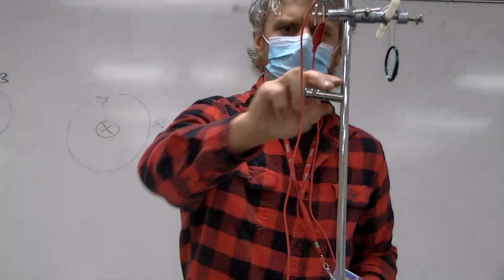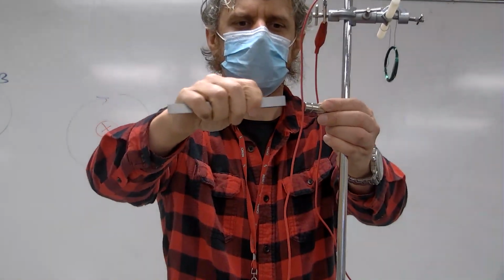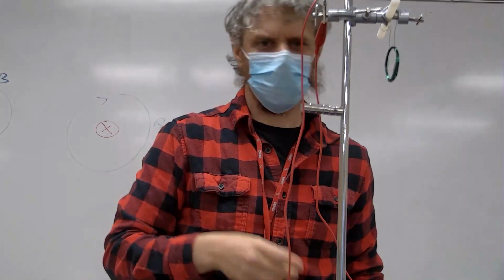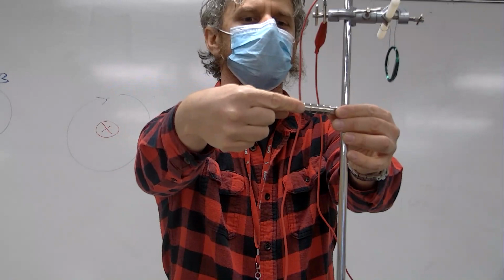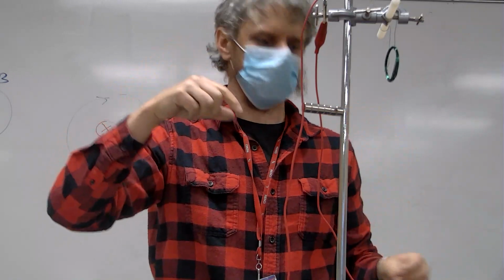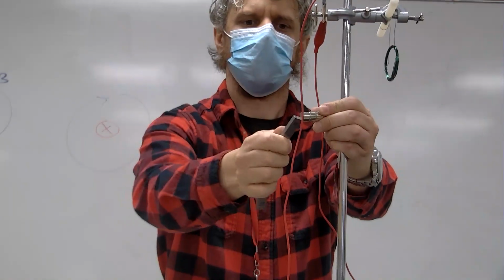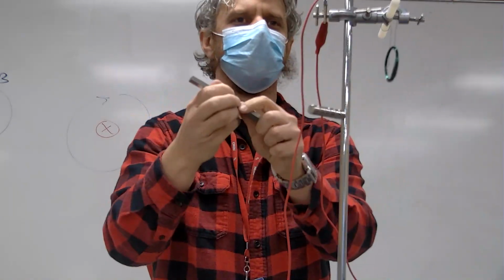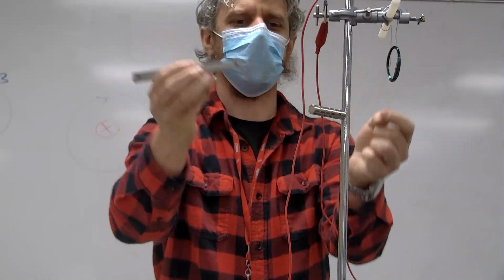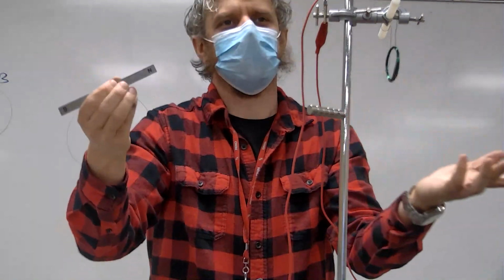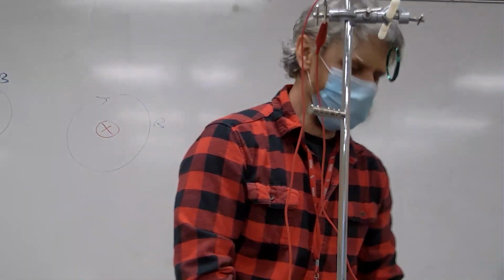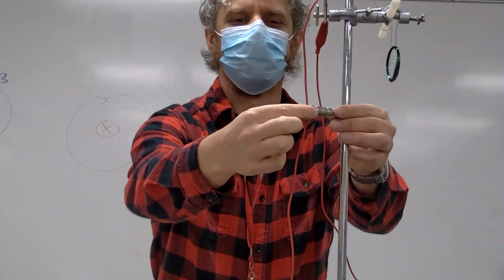Let's go back to the original one. This is the original one. That is a south pole because it's repelled by the north pole. Wait a second, we're repelled by the north pole? South pole is repelled by the south, right? Yes, you're right. Oops. The north pole of this magnet is repelling that one, so it's a north pole, like I said.